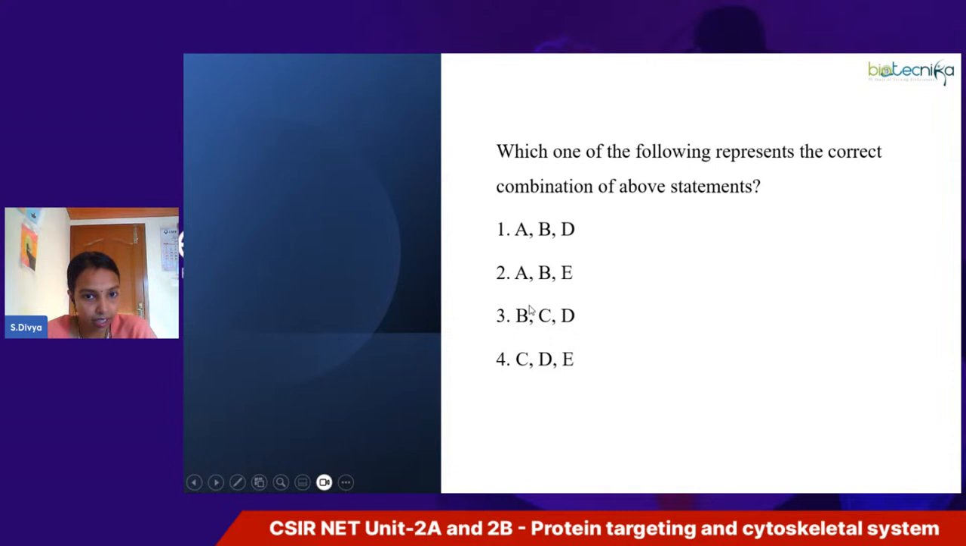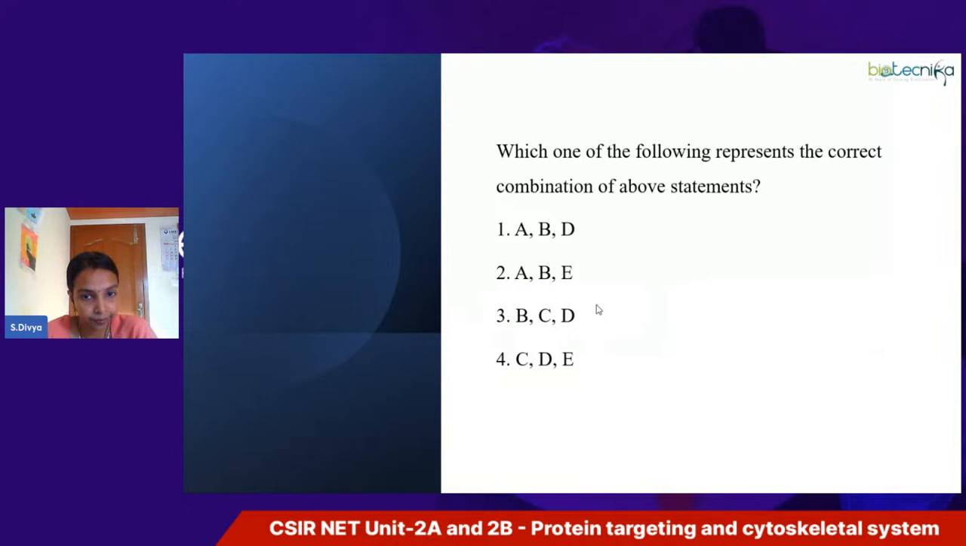Okay, so what should be the correct combination now? I can see some answers are coming up. B and D I am seeing coming up.